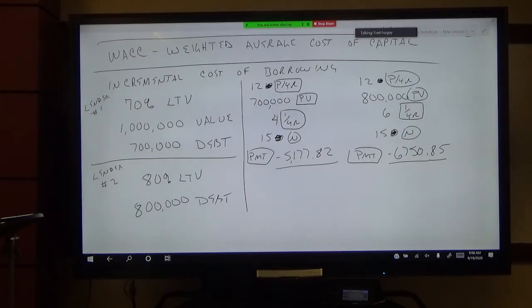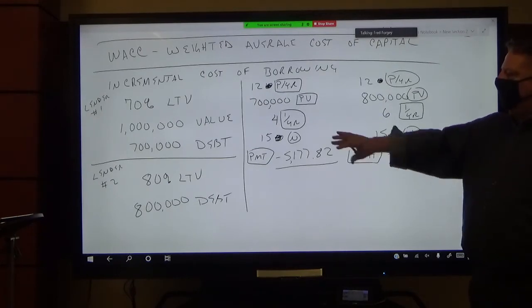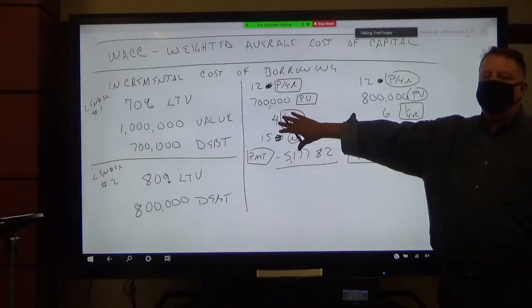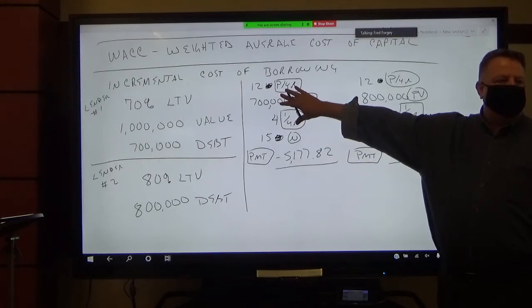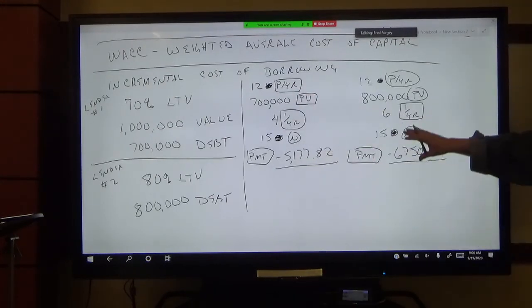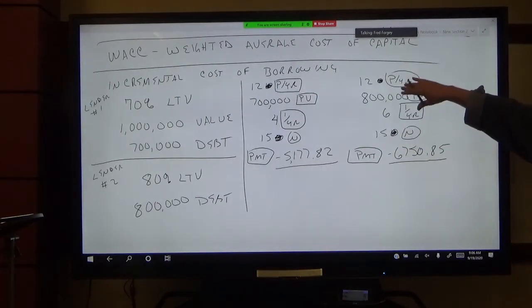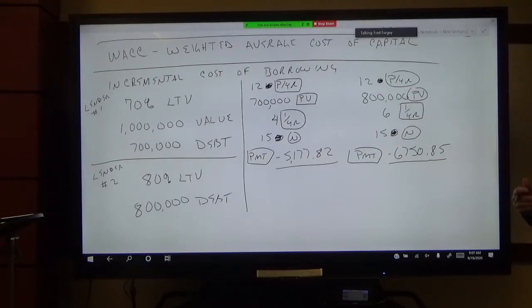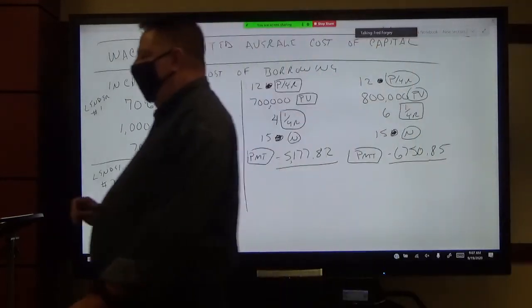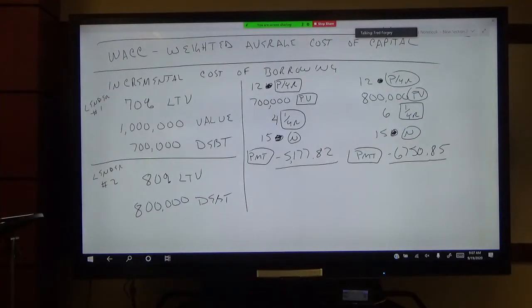Because think of it like this: you're paying 4% on $700,000. Here, you're paying 6% on an entire $800,000. So in other words, what we've got to do, first of all, is find the difference between the 2 payments. Okay, let's start with that.